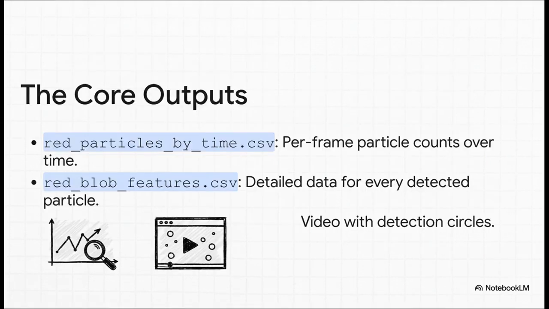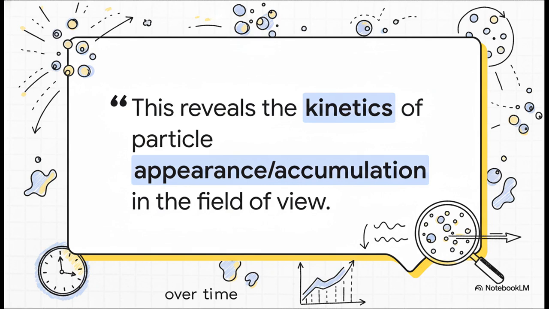And when it finishes its work, RPQ gives you 3 incredibly useful files. First, the main event, a spreadsheet showing you the particle count over time. Second, a super detailed file with stats on every single particle it found, its size, its position, you name it. And third, that annotated video, which is so important for visually confirming that yes, the software counted exactly what you wanted it to count.